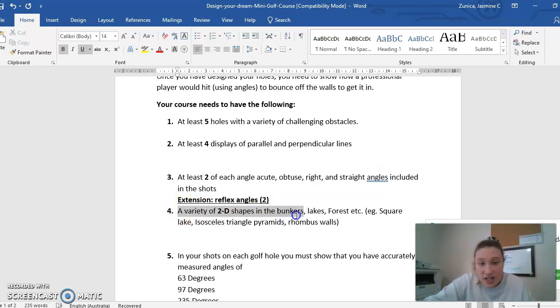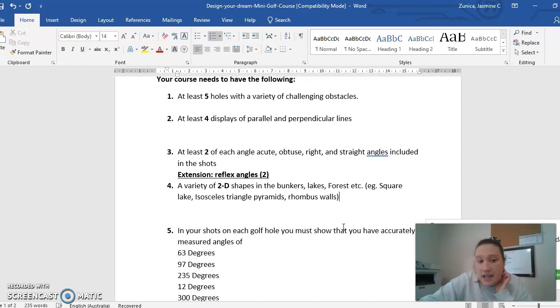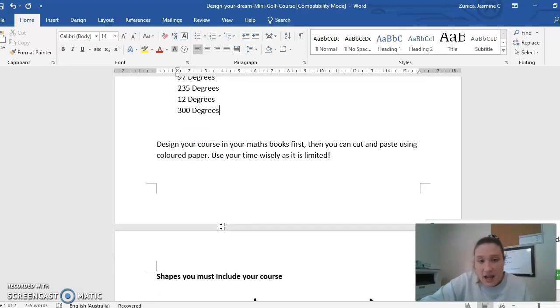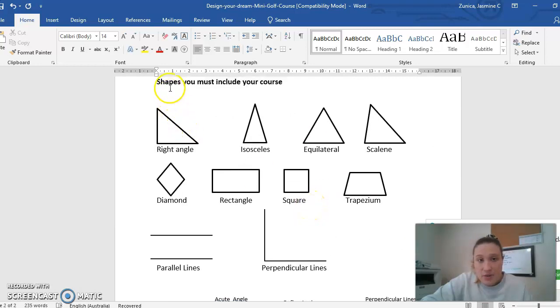You need to have 2D shapes in the bunkers, lakes, forests, etc. So a square lake, an isosceles triangle, a pyramid, a rhombus wall. You're going to have to re-look at your shapes as well, okay? In your shots on each golf hole, you must show that you have accurately measured angles of all these degrees. You need to design your course in your maths book first, then you can cut and paste using colored paper. It's up to you, but you need to use your time wisely as you have 2 days to complete it. So these are what you must include in your course.